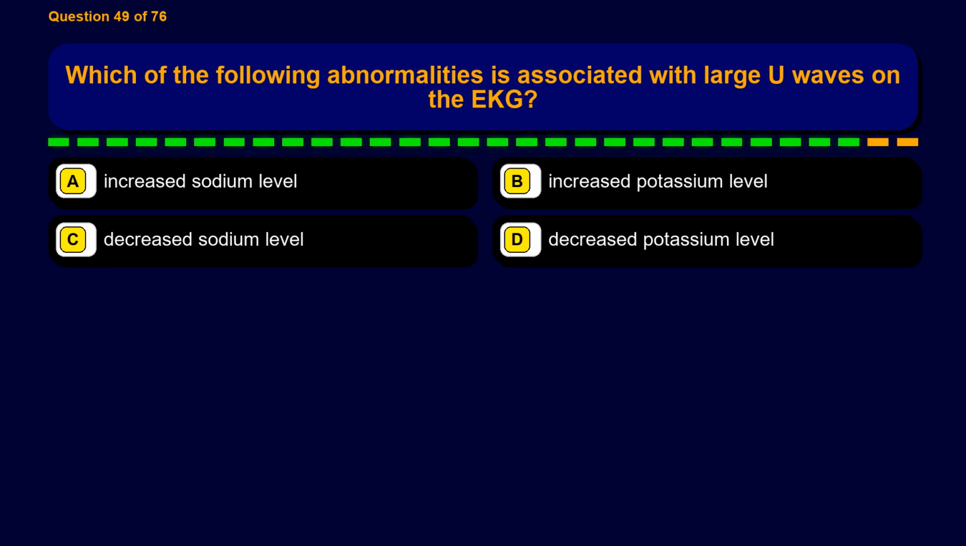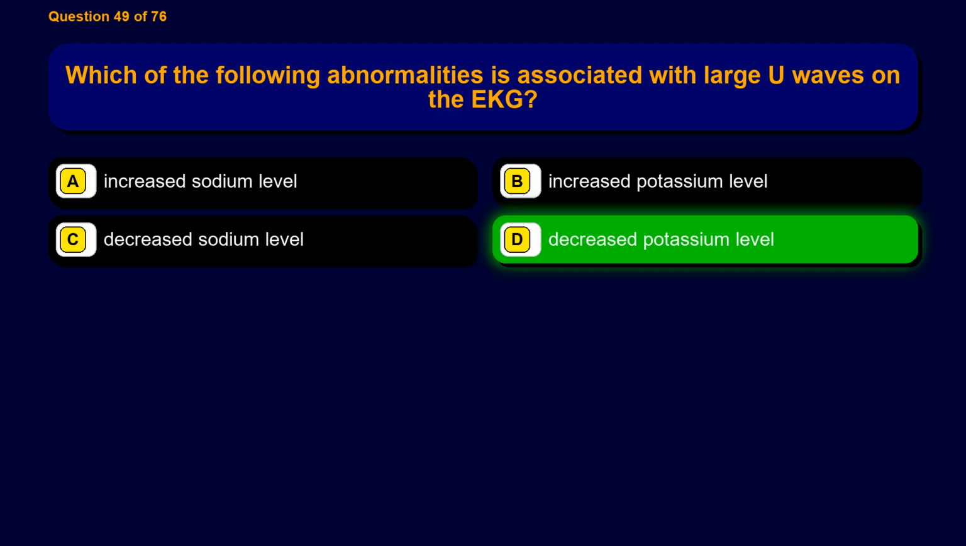Question 49. Which of the following abnormalities is associated with large U waves on the EKG? Option A, increased sodium level. Option B, increased potassium level. Option C, decreased sodium level. Option D, decreased potassium level.